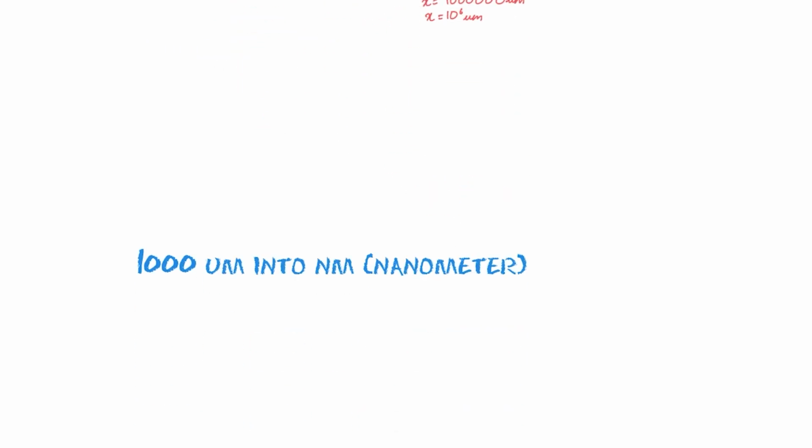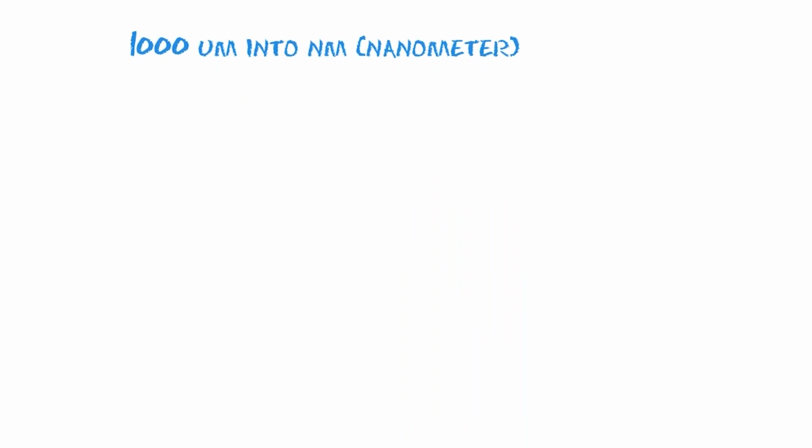For the next ratio, I need you guys to pause this lesson and try solving it on your own. You need to solve for how many nanometers will be there in 1,000 micrometers. Once you've done that, hit the play button again and follow along with me to see if you've done the conversion correctly.